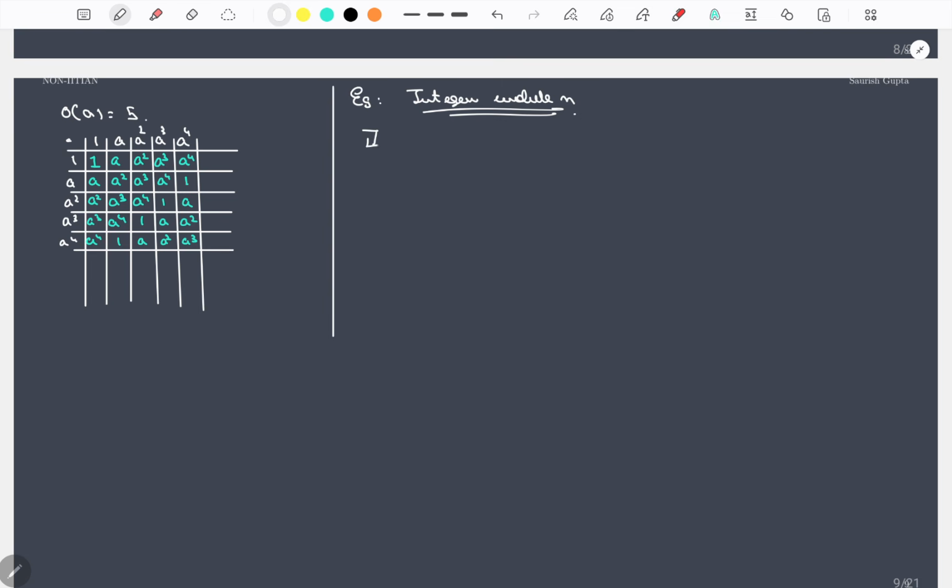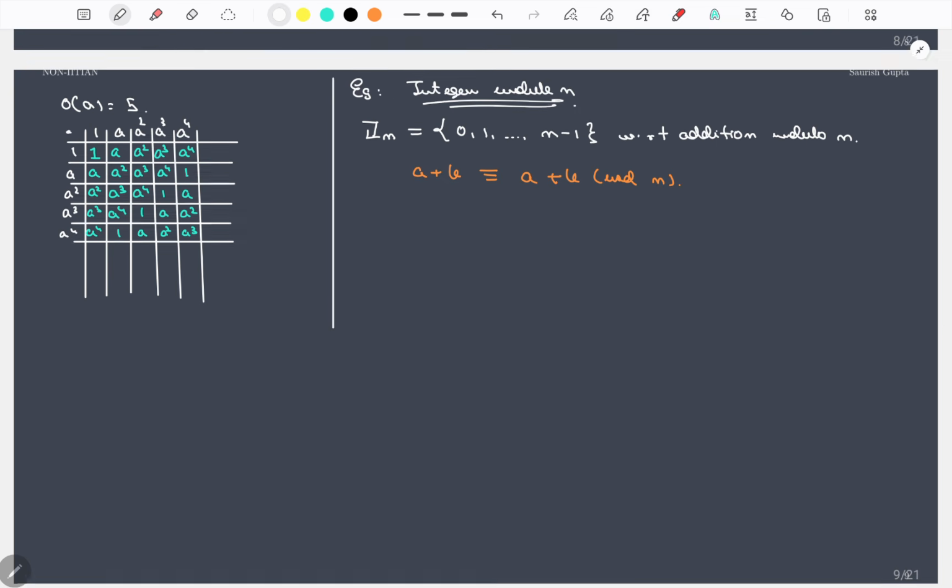So what we do is take Zn. This is the notation we will be using, and this considers all the elements 0, 1 till n minus 1 with respect to addition modulo n. That is, a plus b is in the sense of a plus b modulo n.